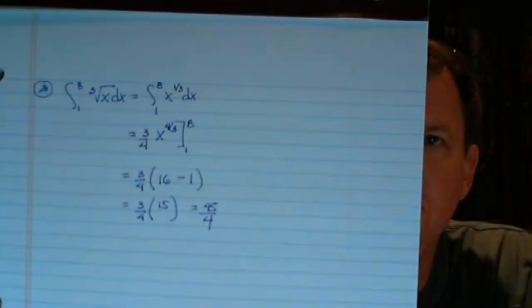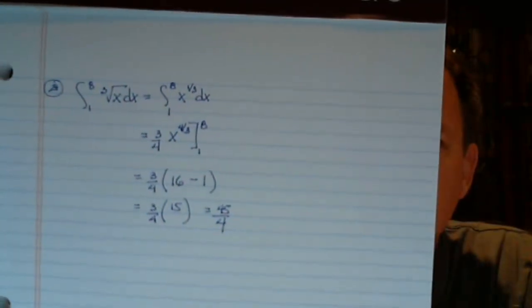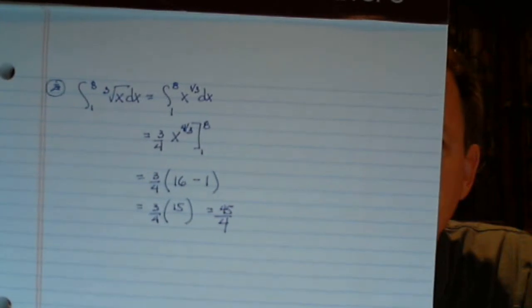Minus 1 to the 4/3, which is 1, that gets us then 3/4 times 15. 15 times 3 is 45. So we get 45 divided by 4. So if you want to pause the video here, this is the solution to problem 24.